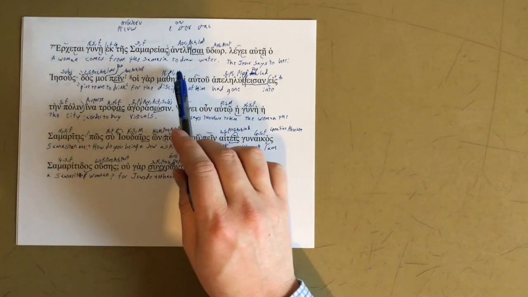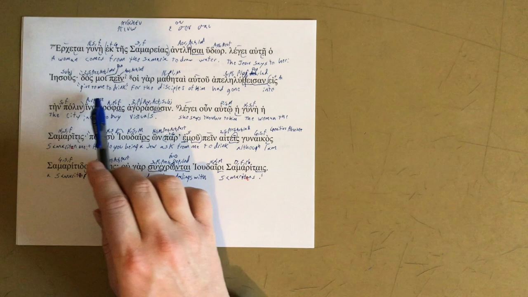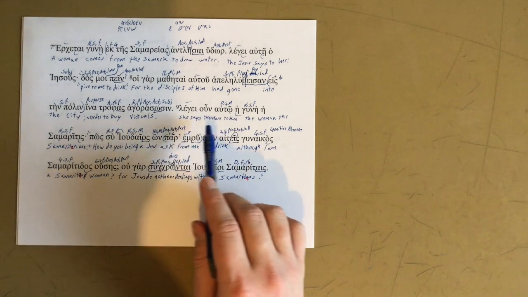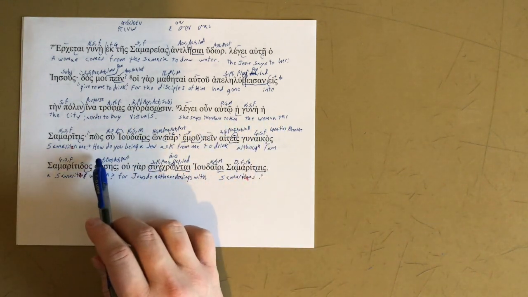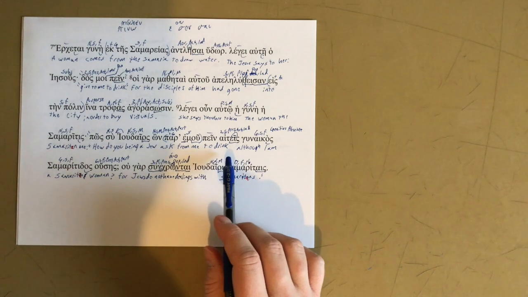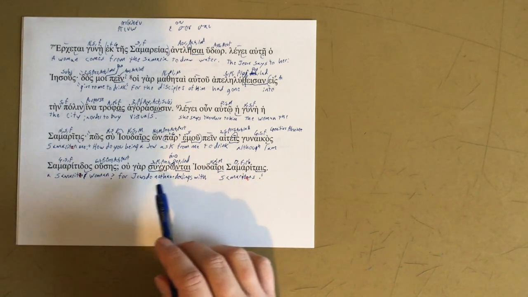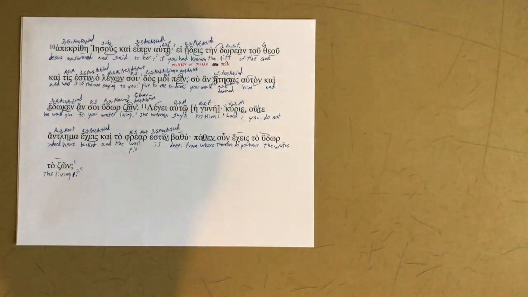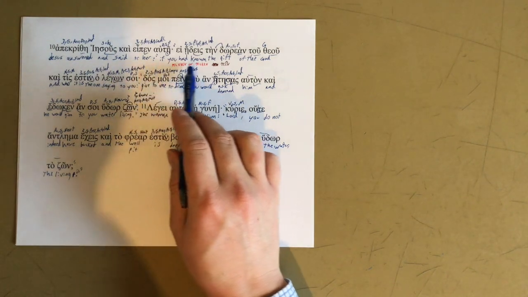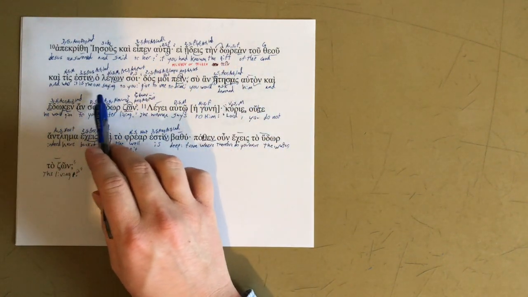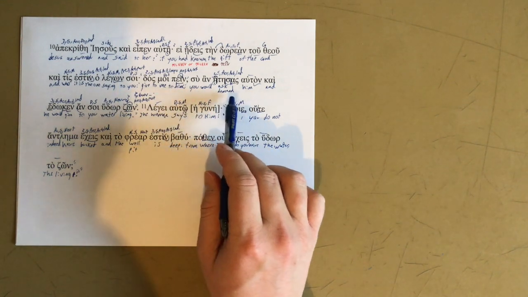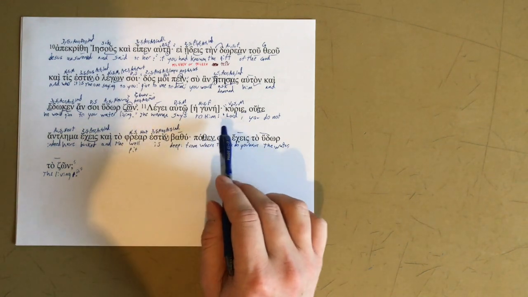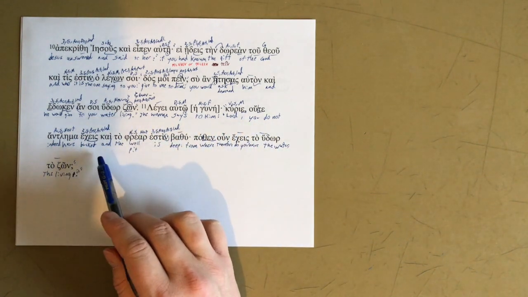A woman comes from the Samaria to draw water. Jesus says to her, Give to me to drink, for his disciples had gone into the city in order to buy victuals. She says therefore to him, the woman, the Samaritan woman, How do you, being a Jew, ask from me to drink, although I am a Samaritan woman? For Jews do not have dealings with Samaritans. Jesus answered and said to her, If you had known the gift of the God, and who it is, the one saying to you, Give to me to drink, you would demand him, and he would give to you living water.